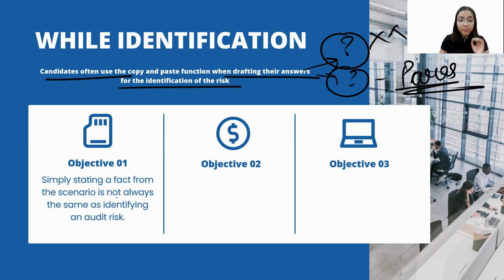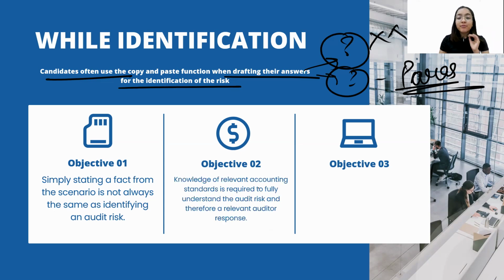Simply stating a fact from the scenario is not always the same as identifying an audit risk. So you need to identify what the audit risk is. Knowledge of relevant accounting standards is required to fully understand the audit risk and therefore a relevant audit response. So when I suggest to my students that they study FR before the audit paper, this is the reason. You need knowledge of accounting standards, which you study in FR. If you haven't studied FR, how do I expect you to understand and identify the risk?